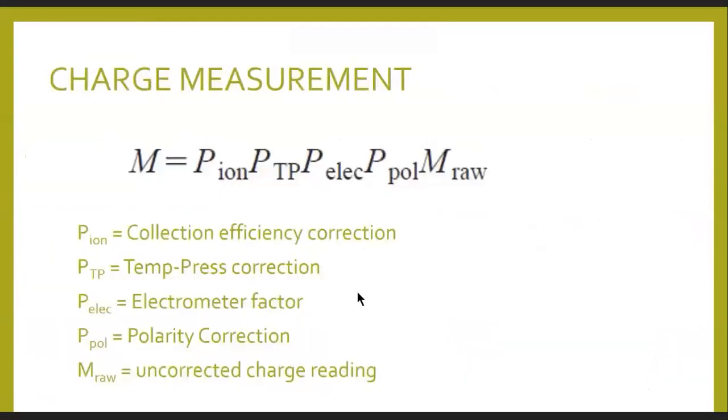Then we have the charge measurements. The measurement by our detector has to be corrected for many influence parameters. So the measurement we get from our chamber is considered an uncorrected charge reading. It has to be corrected for the saturation effect, the changes in the air mass, and the polarity effect on the measurement. So we should go through each one of them one by one.